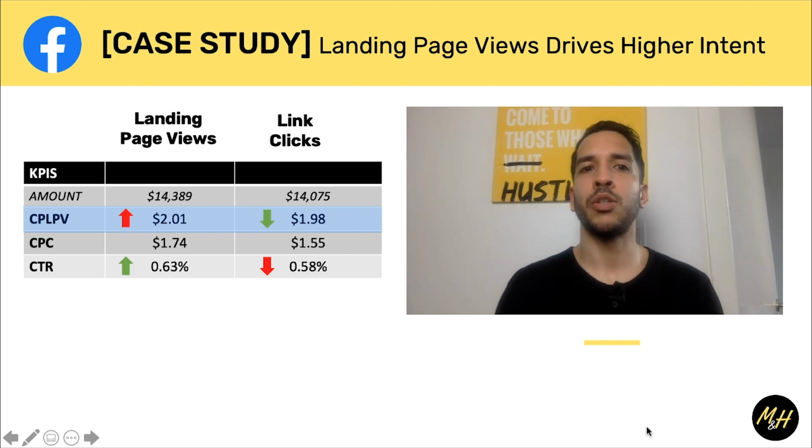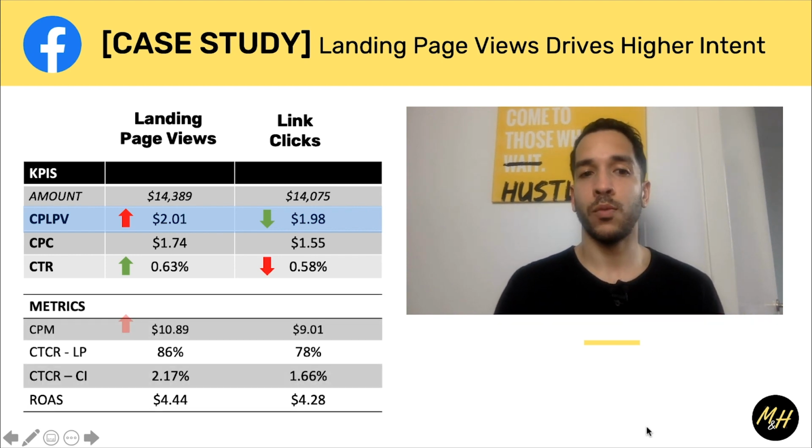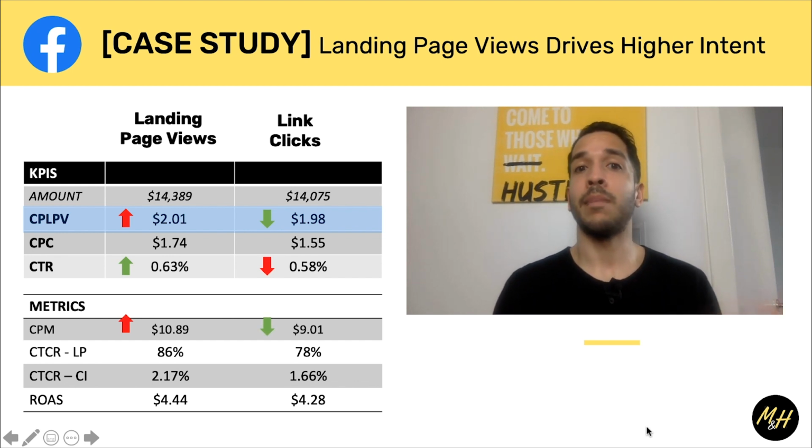So now let me explain to you why the link click campaign was actually cheaper at getting people to land on the website. The reason was because the CPM, or the cost to advertise, was actually more expensive for the landing page views.